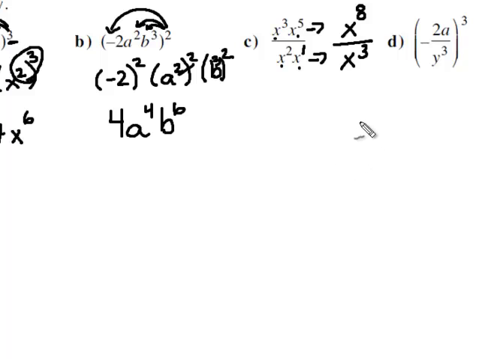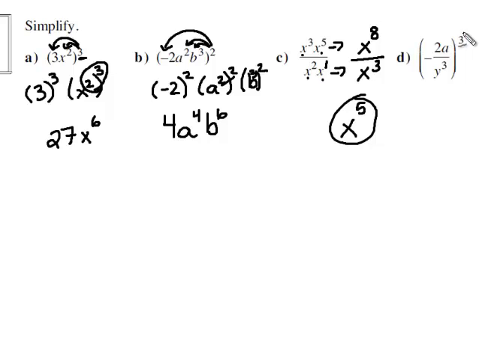Now finally, we can still simplify this because our numerator and denominator both have powers with the same base, and the base is x. So using the quotient law, I can write the x once and just subtract the exponents. 8 minus 3 makes 5. So x to the 5th is my final answer there.